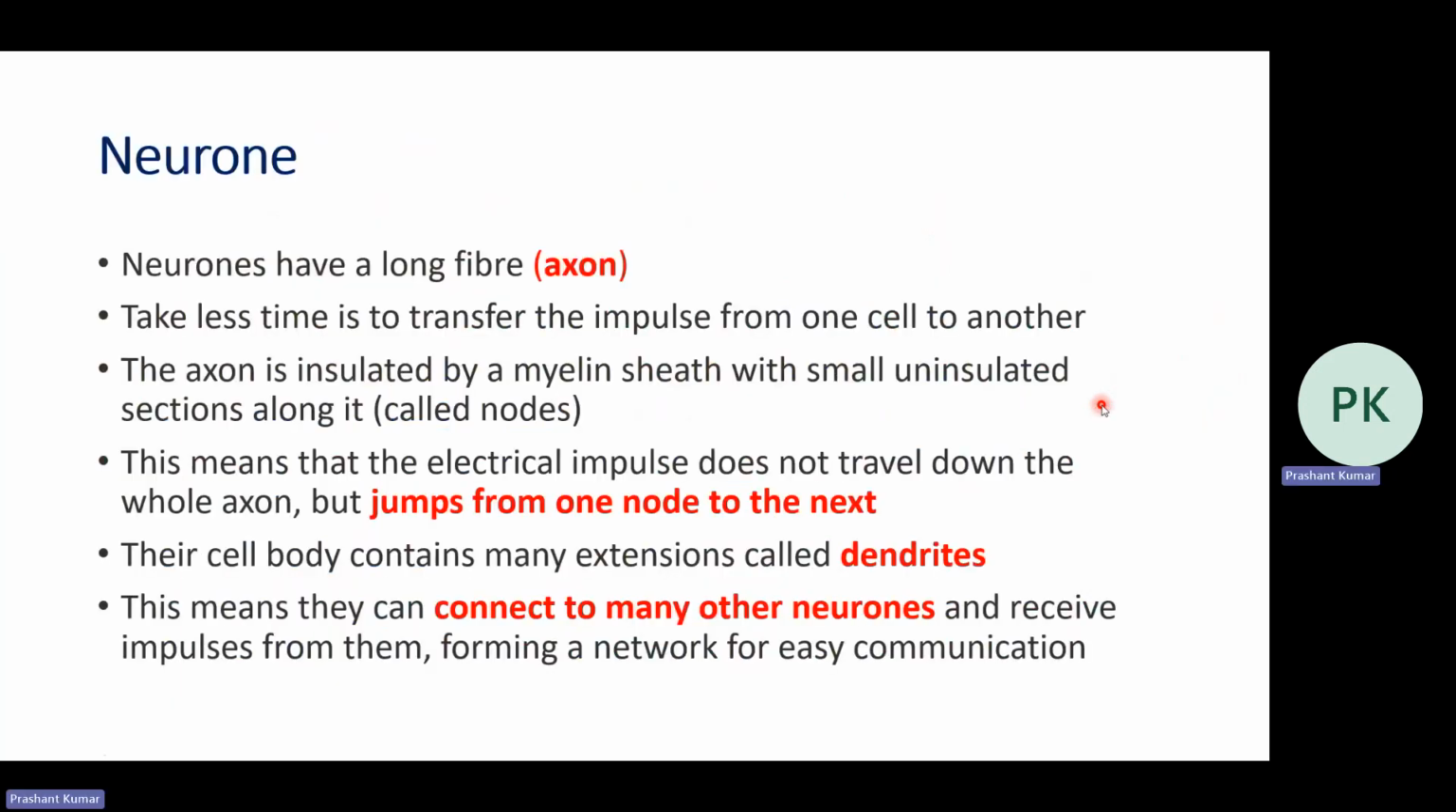Okay, so let's talk about what a neuron is. A neuron is a long fiber, right? It's a very long cell. It takes less time to transfer the impulse from one cell to another, so they are highly active cells. The axon is insulated by the myelin sheath, which forms small insulated areas on the axon with some uninsulated areas in between, called nodes of Ranvier. This means that the electrical impulse does not travel down the whole axon, but jumps from one node of Ranvier to another node of Ranvier.